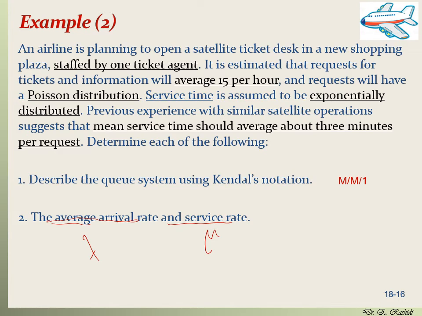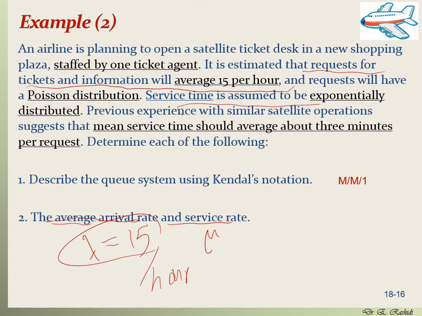So we have the average arrival rate. The problem statement says that there is an average of 15 requests per hour. So that's 15 requests per hour. In an hour of time window, we get 15 requests. So lambda is 15. How about mu, the service rate?